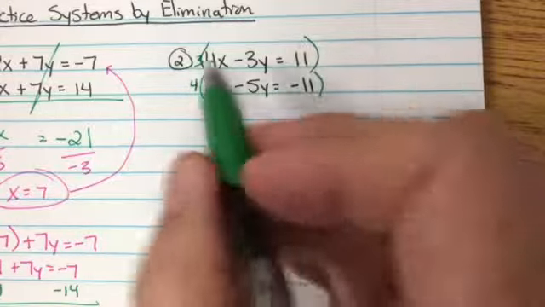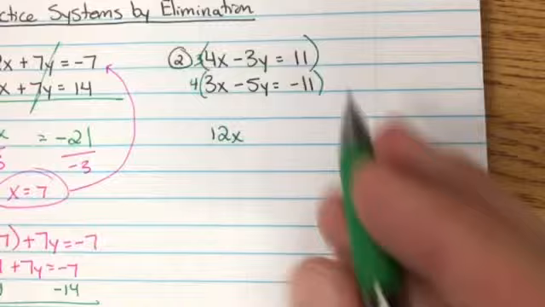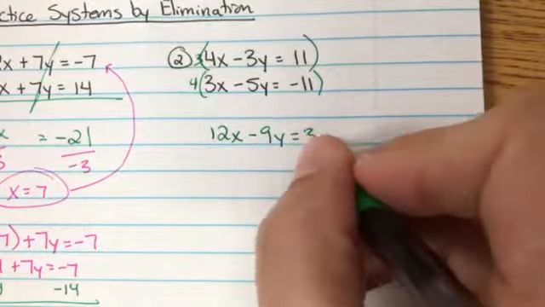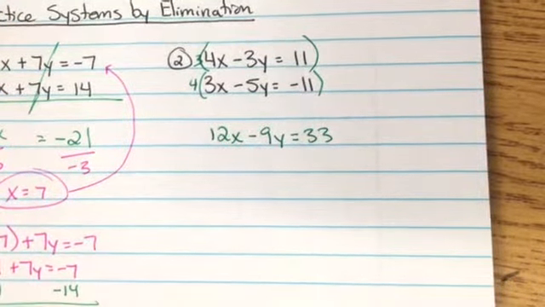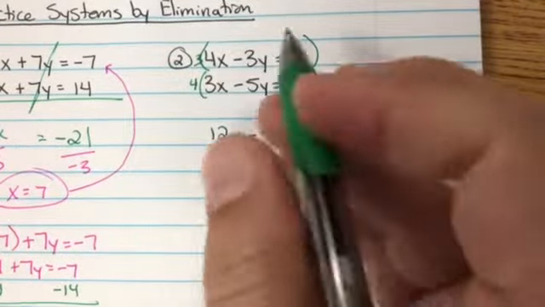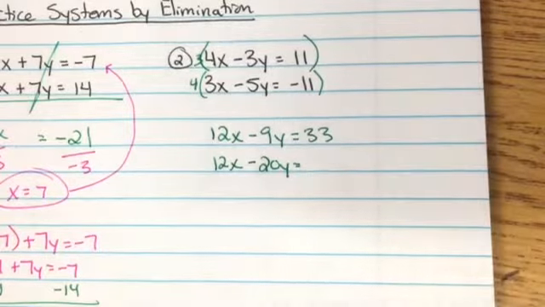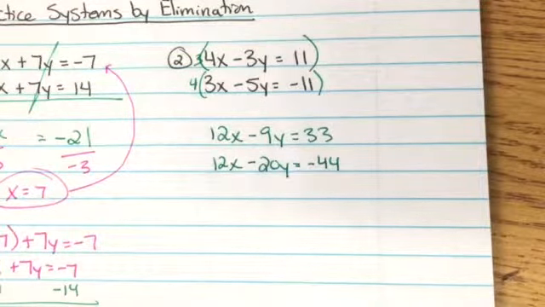Okay, so distribute to everything. 3 and 4, that's going to make 12x. 3 and negative 3, negative 9y, and then 3 times 11 is 33. With the other equation, go ahead and distribute that. 4 and 3 makes 12x. 4 and negative 5 makes negative 20y. And then 4 and negative 11 makes negative 44.